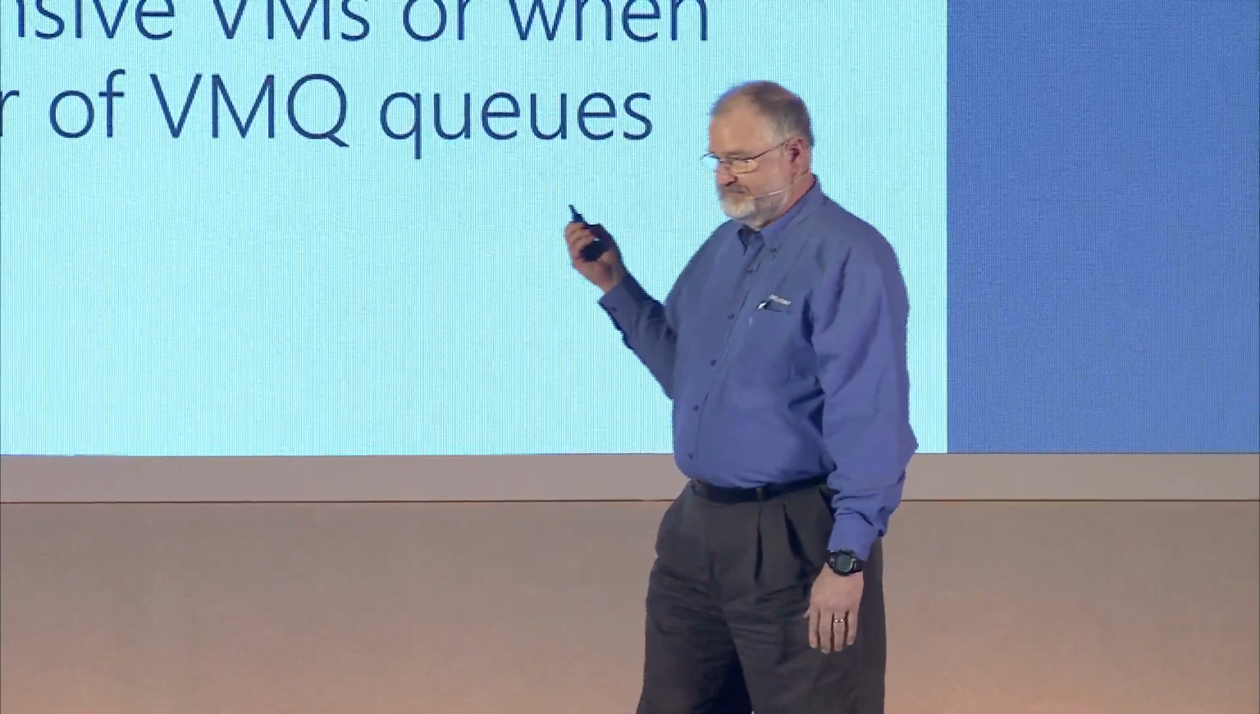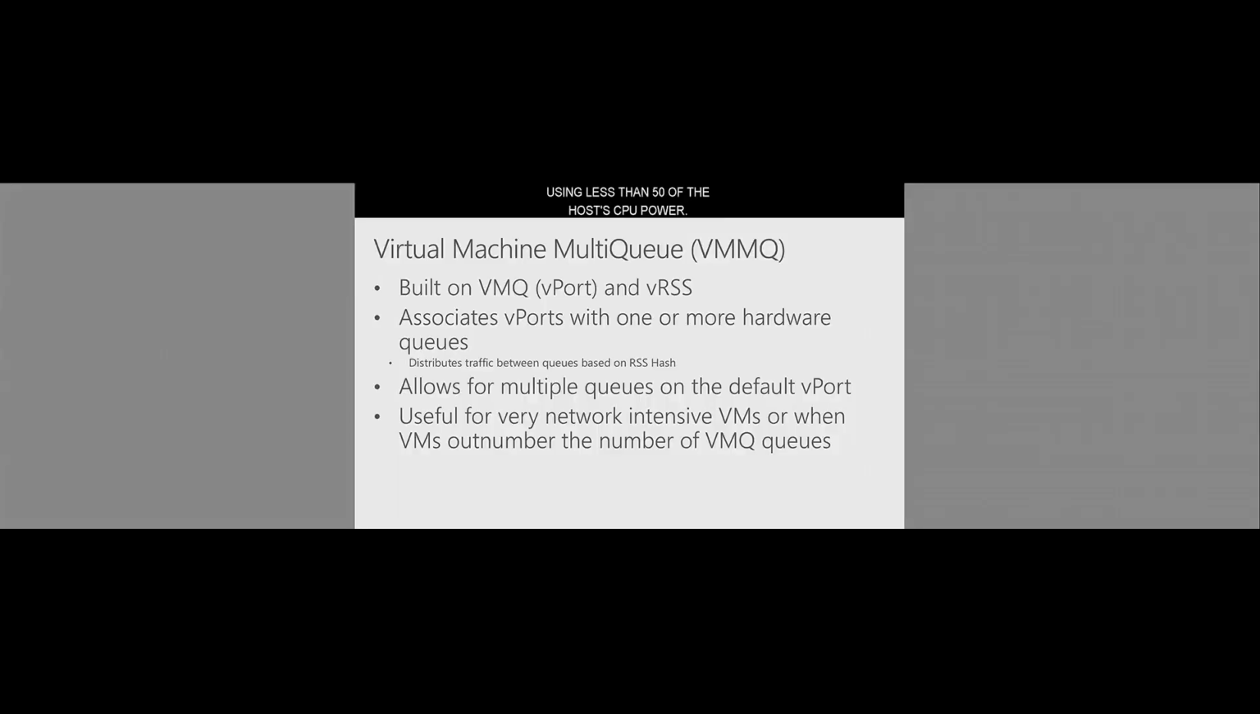We did a demo back at a conference about a year and a half ago where we demonstrated with one of our partners that their standard NIC with VMMQ could deliver 50 gigabits per second into the VM, and it was only using less than 50% of the host's CPU power. Think about that for a minute. A VM that can receive 50 gigabits per second of TCP traffic, and you're only using half of the cores that were on that host.